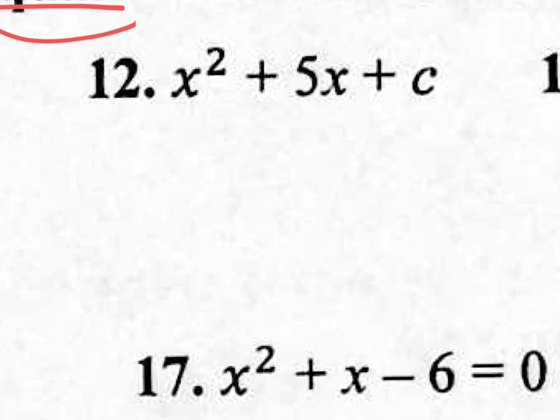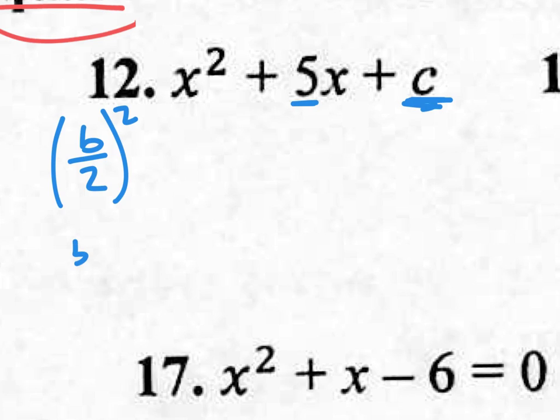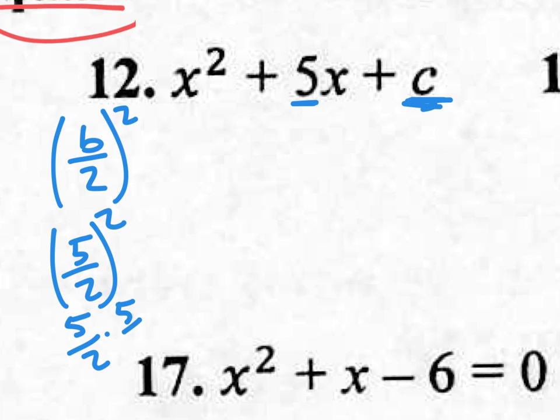If I do half of b and then square it, see, here are the notes. You get b, you take half of it, and then you have to square it. That's how I get this perfect c value. So if I want to use b over 2 squared, b is 5, so it's going to be 5 over 2 squared. You have to think about what this 5 over 2 squared really is. It's 5 halves times 5 halves, which is 25 fourths. Okay? So your perfect c value is 25 fourths.